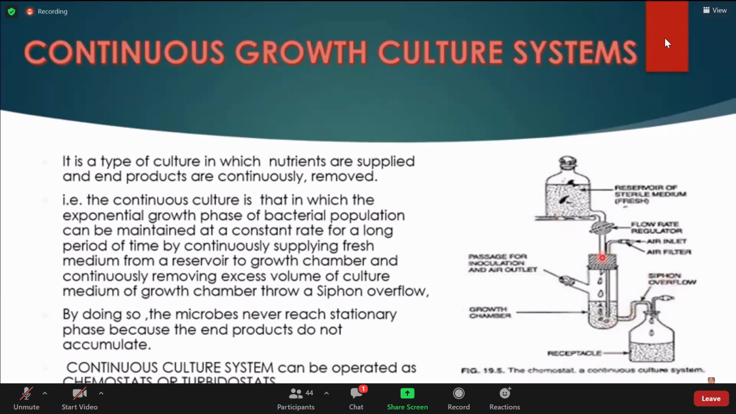By doing so, what is the thing that we are going to get? The microbes never reach the stationary phase because the end products do not accumulate, because we are removing the spent medium, isn't it? So obviously the microbes are going to be retained only in the exponential phase, and the continuous culture system can be operated in two methods. One is called the chemostat method and the other the turbidostat method. Okay, and we can discuss these chemostats and turbidostats now.